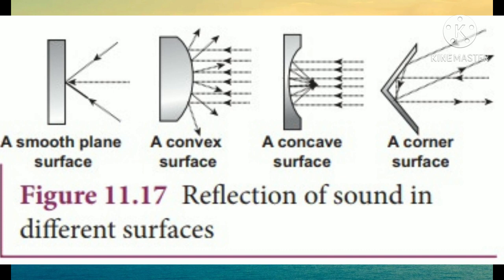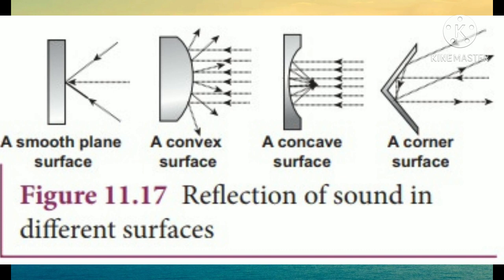The second one is convex surfaces. See here, when sound waves are incident on a convex surface, what will happen? They are reflected back in various directions, so the intensity of the reflected wave is changed. The sound waves are reflected from the curved surface, and the intensity of the reflected waves changes. If it is a convex surface, the reflected waves will diverge out, and the intensity of the sound, what will happen?